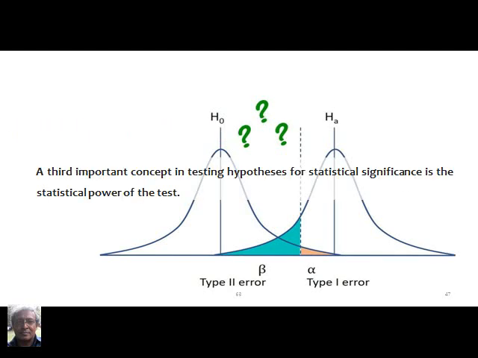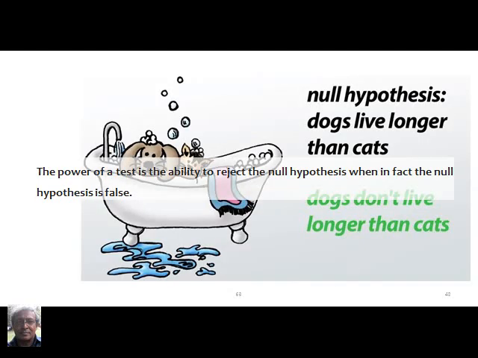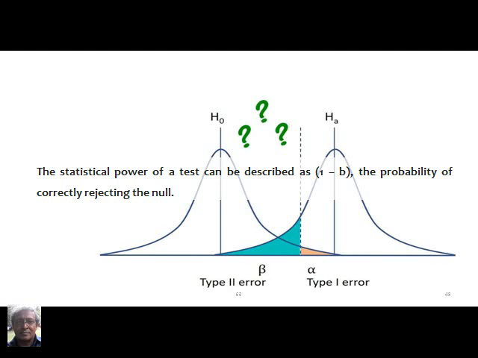A third important concept in testing hypotheses for statistical significance is the statistical power of the test. The power of a test is the ability to reject the null hypothesis when in fact the null hypothesis is false. The statistical power of a test can be described as 1 - β, the probability of correctly rejecting the null.